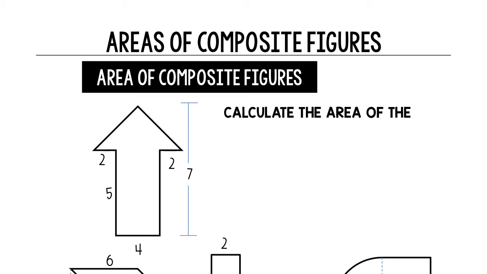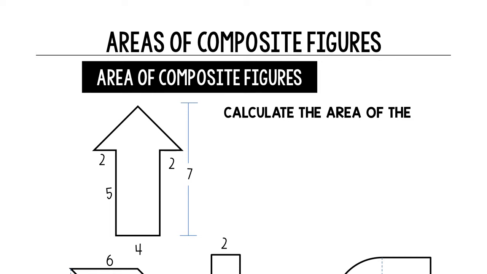Boyd. Today we're going to talk about areas of composite figures. What that means is there's not going to be a standard formula for finding the areas of these figures. We're going to have to be creative and use what we know to find what we need. So in this arrow that is here on your paper, I've given you all sorts of lengths and dimensions. And now we're going to calculate the area.